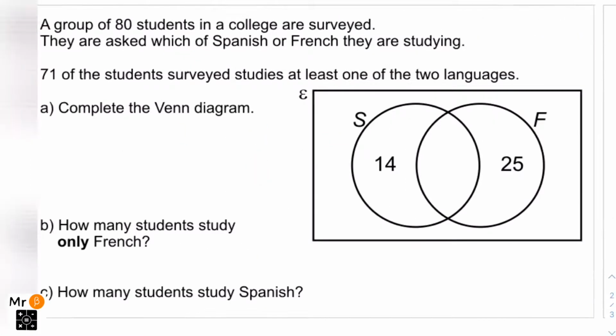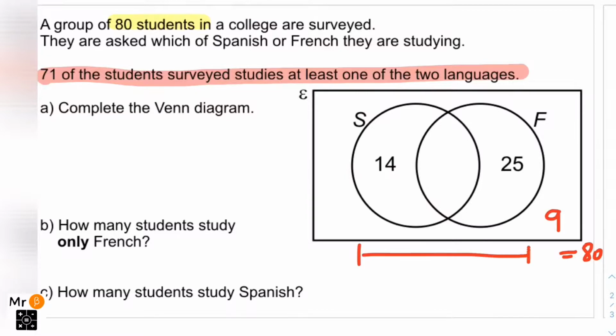That leaves us with 4 on the outside because it is neither prime or odd. Next question. So we know there's 80 students in total. So we know that all the numbers in here must add up to 80. It then tells you that 71 of the students study at least one of the 2 languages. So therefore, we know 9 must go on the outside because they don't study one of the 2. And now we know that these 2 circles must add up to 71. So if we do 14 plus 25, then take that away from 71, we would get 32.